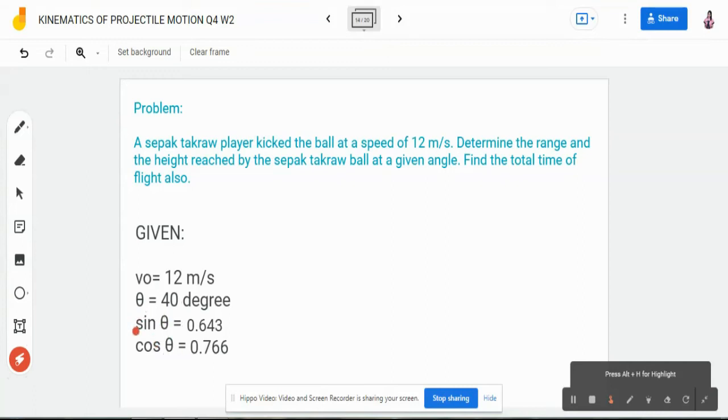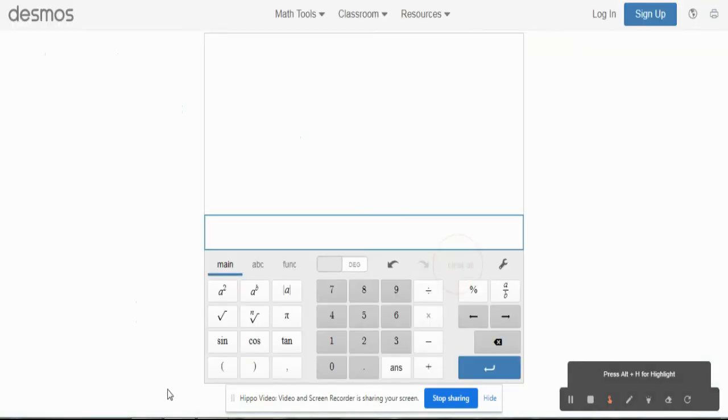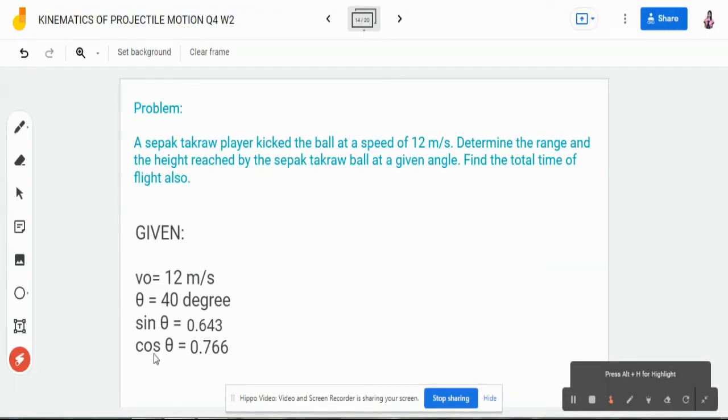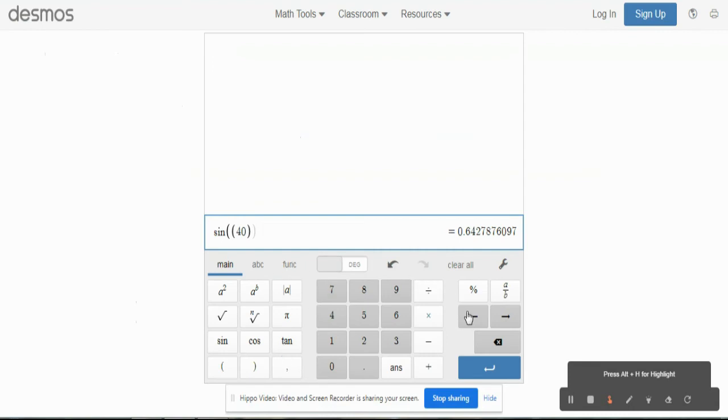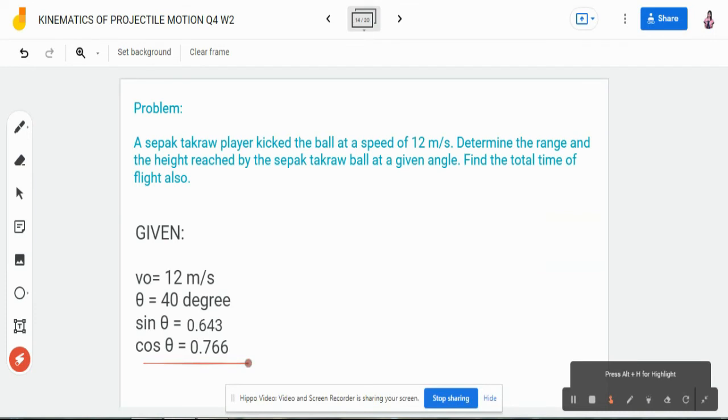So, once again, paano ba tayo nag-came up dito sa sine value of 0.643? So, ganito lang ulit siya. So, sine, okay, first step, sine muna, and then open parentheses, 40, and then, kung makikita natin, yung 0.643. So, let's check if the same lang. So, same lang. So, ganun din yung kay cosine theta, no? 0.766. So, cosine 40. Ayan. So, makukuha tayong 0.766. So, tingnan natin if same lang. So, that is also correct.